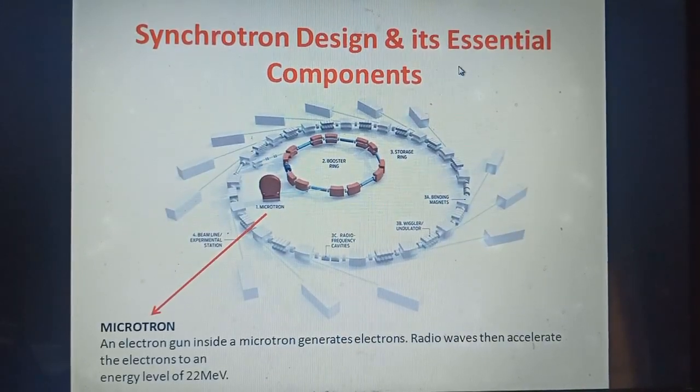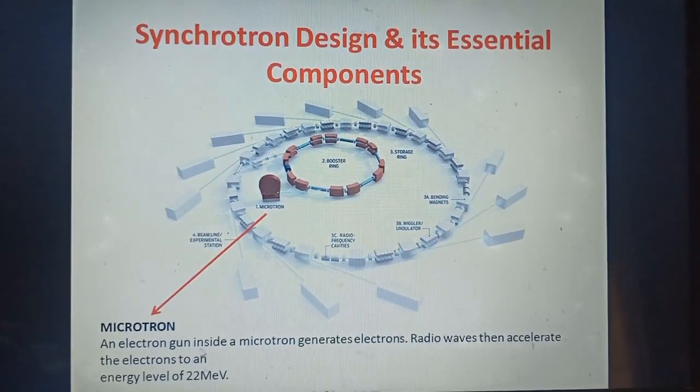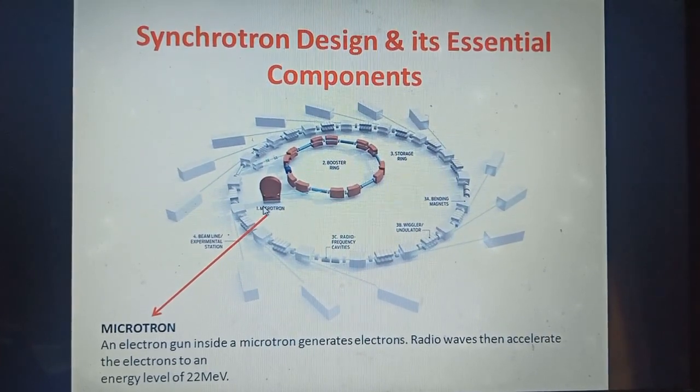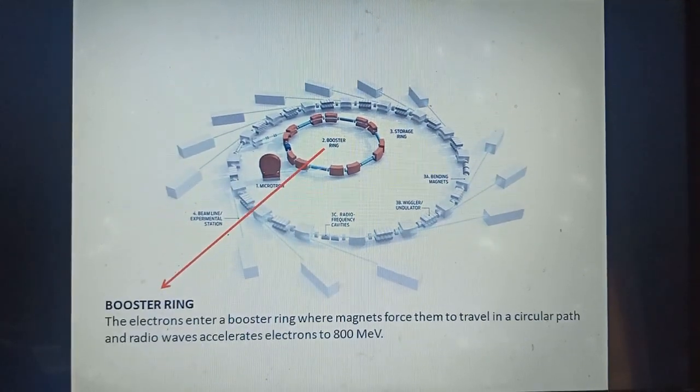Synchrotron design and its essential components. This is the schematic representation of the synchrotron design and its essential components. Here one is a microtron gun. Inside the microtron it generates electrons, and radio waves then accelerate the electrons to an energy level of 22 MeV.